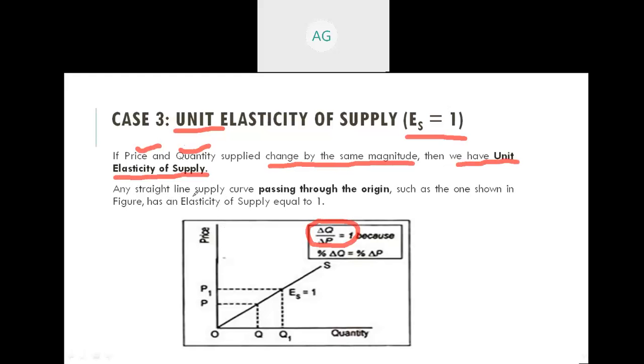Any straight line supply curve passing through the origin is a very important point here. For unit elasticity of supply, the curve passes through the origin. As you can see here, this line passes through the origin, 0, 0. Such a curve, as shown in the figure, has elasticity of supply equal to 1. Here the percentage change in quantity is equal to the percentage change in price. So this is case 3 of elasticity of supply, where ES equals 1.